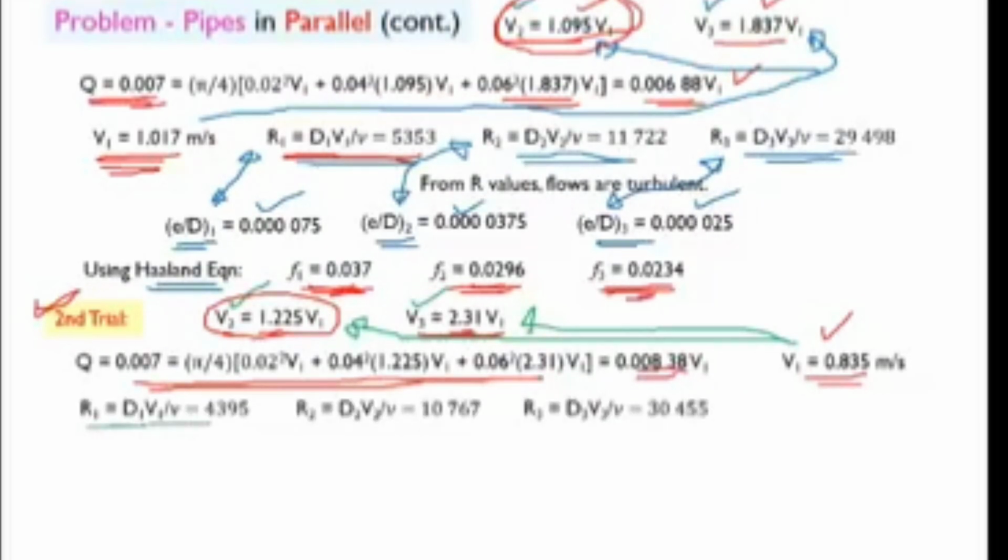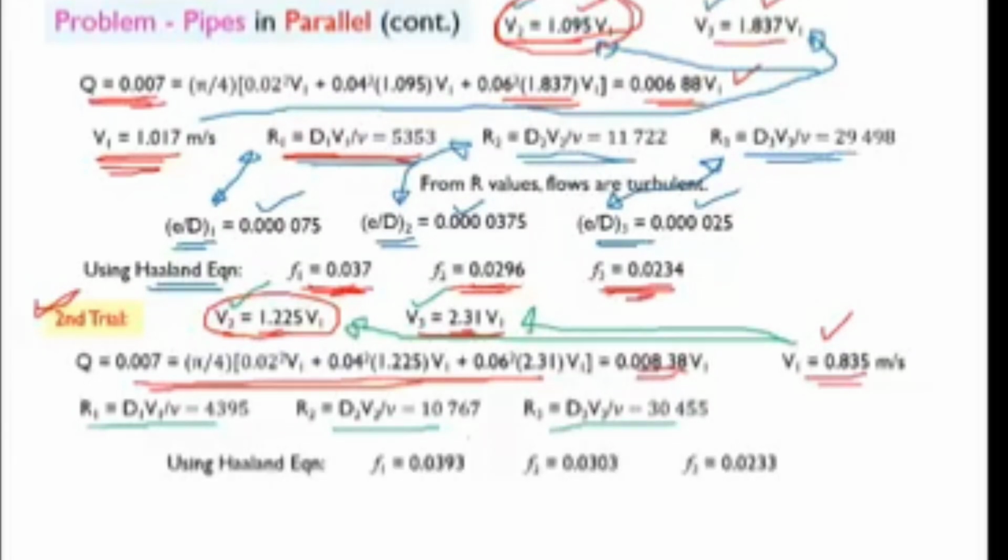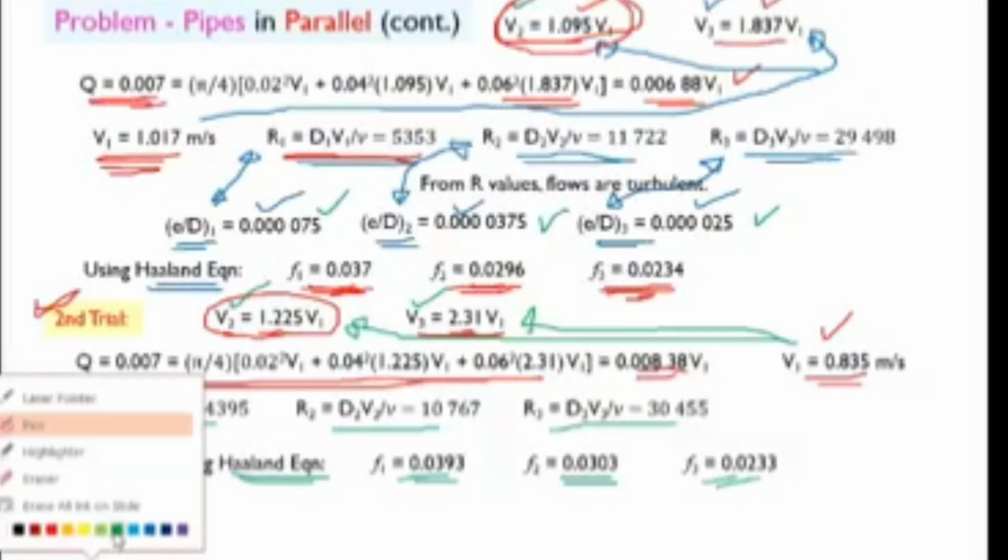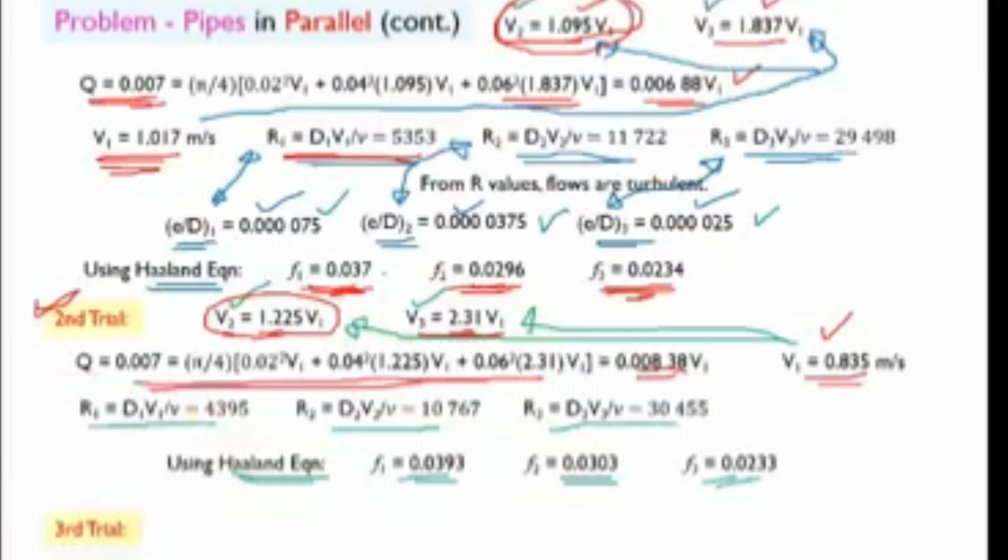So based on that, again, we now calculate the Reynolds number. We already have E by D1, E by D2, and E by D3. So again, we calculate using the Holland equation or Moody's diagram. We calculate F1, F2, and F3. Now you can see here, what is F1? Our assumed F1 is 0.037, and this comes out to be 0.0393.